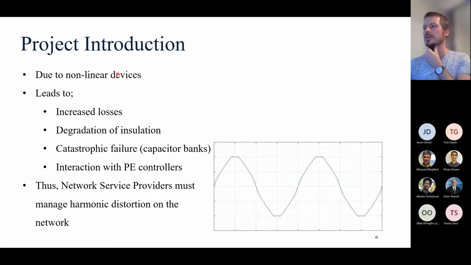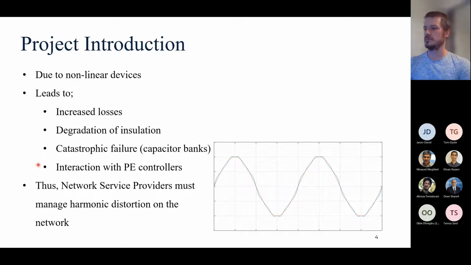I'm just going to pull up a laser pointer. The reason why is because it starts to have these sorts of long-term effects, particularly with losses and increased degradation of insulation. In some cases, we can actually see catastrophic failure due to harmonic resonances. You might see a capacitor bank that is switched in, it resonates with the network, it sinks a significant amount of harmonic current and goes bang.